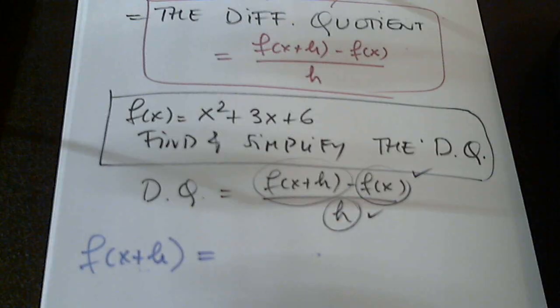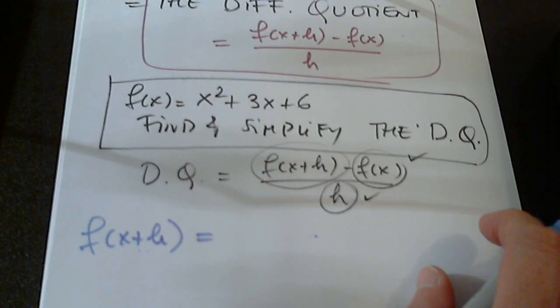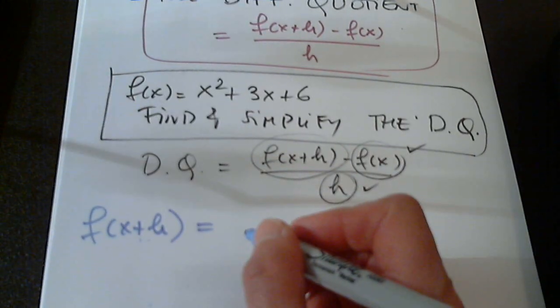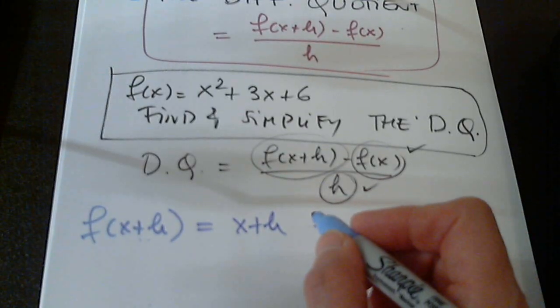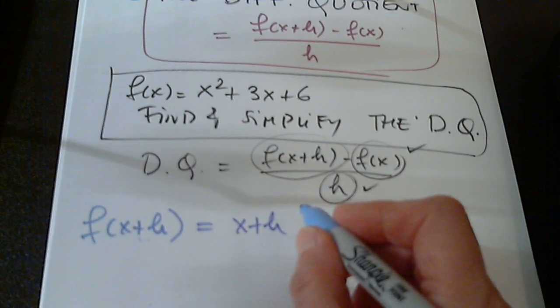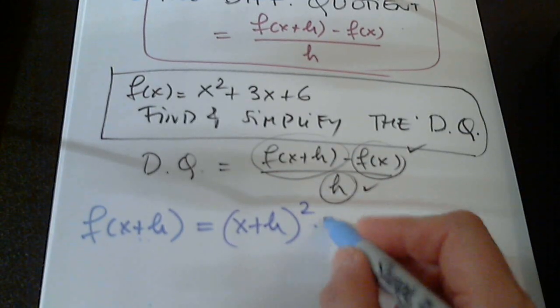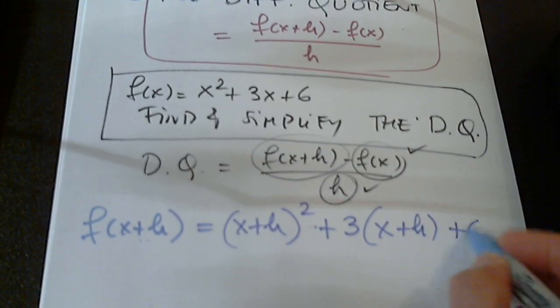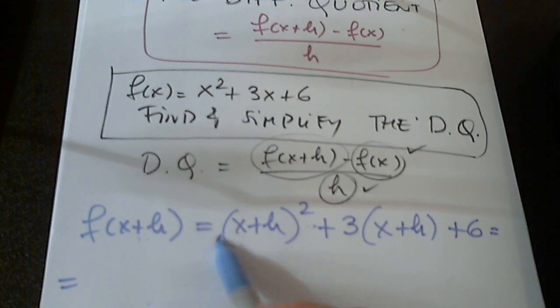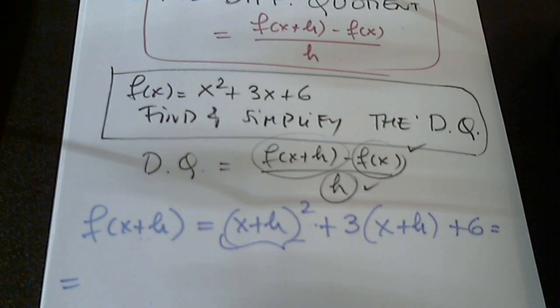Gabby, go ahead. You plug in x plus h for every x. Excellent. So I'm ready. Just get us started for everyone to see. So it would be x plus h to the power 2. Something is missing? Parentheses. Thank you. Very good. Plus 3 parentheses x plus h, plus 6. Excellent. Brilliant. Good. That's why we reviewed the special products last time.